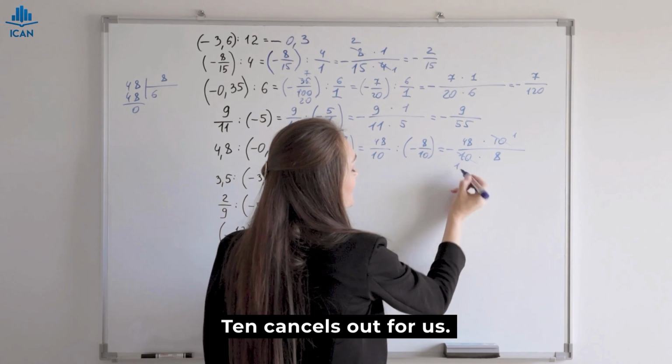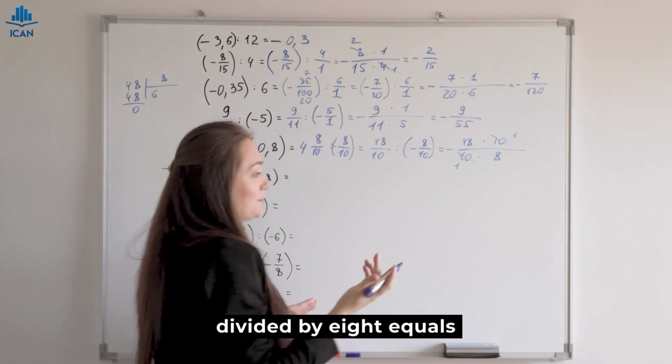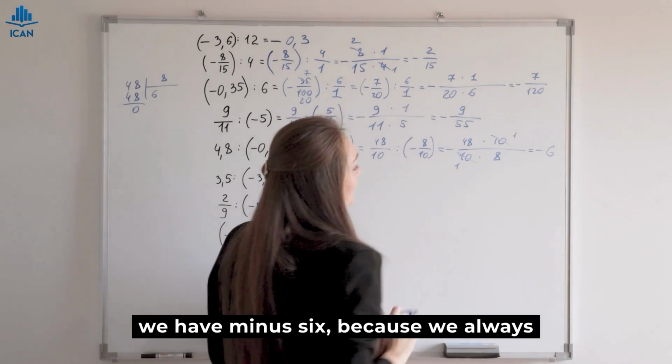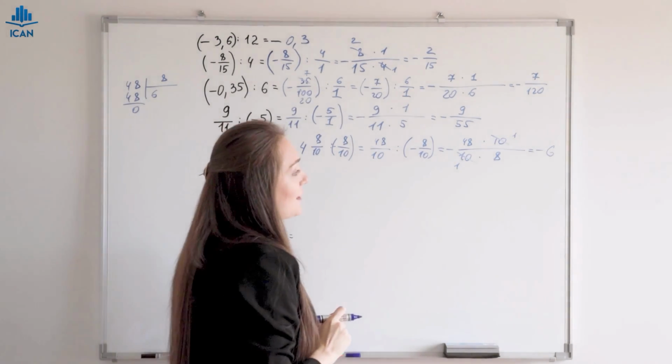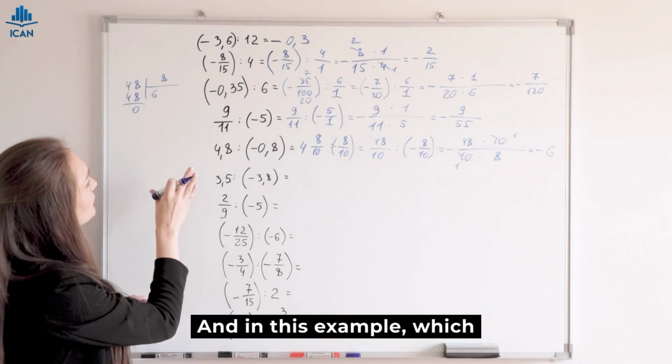Ten cancels out for us. Excellent. And the same thing, 48 divided by 8 equals 6, right? But in this case, we have minus 6 because we always keep this sign. Minus 6 is the answer. And in this example, which one is it already?